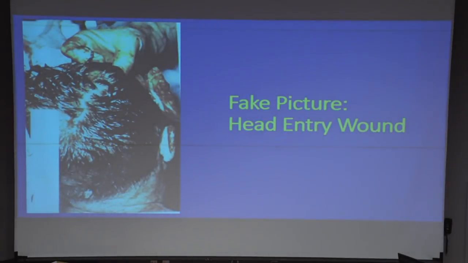That didn't fly at all, and so the Warren Commission came up with pictures, forged fake pictures. And in this one, there's no wound discernible at all, except a little hole that you can barely see there in the top of his head. And this was alleged to be the actual photograph of Kennedy's head at the time of the autopsy.